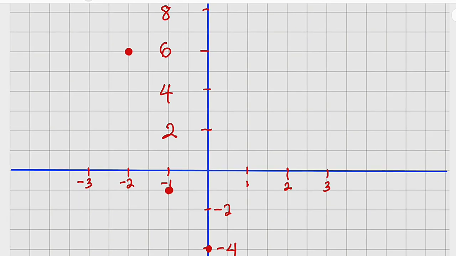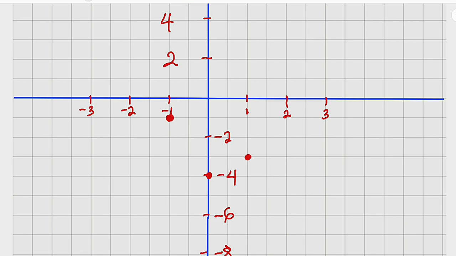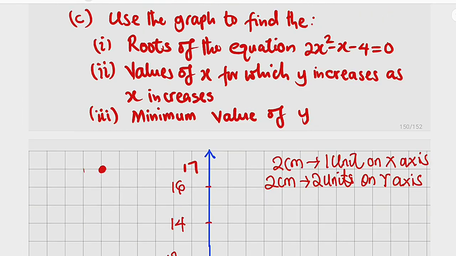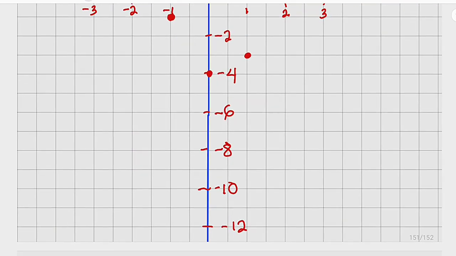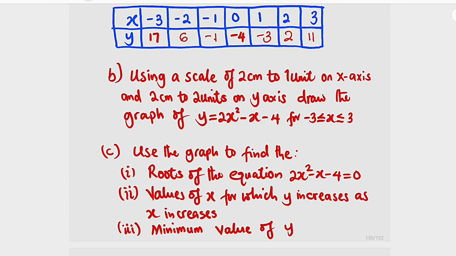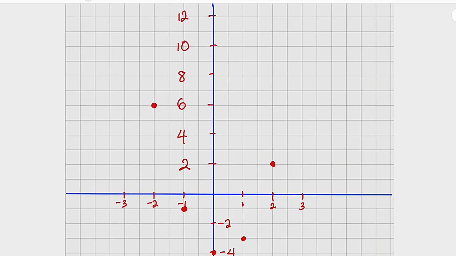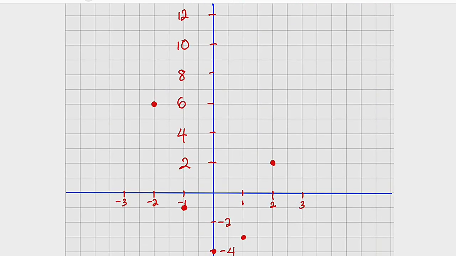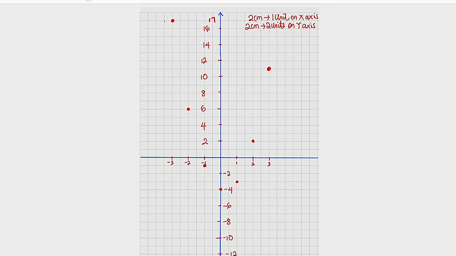When x is 1, y is -3. This is where x is 1, and this is where y is -3. You move back again. When x is 2, y is also 2. When x is 2, y is 2, you have your point right here. Then the last point, when x is 3, y is 11. When x is 3 here, y is 11. So how can we locate 11? This is where we have 11. Then the next thing to do here is to connect all the points.